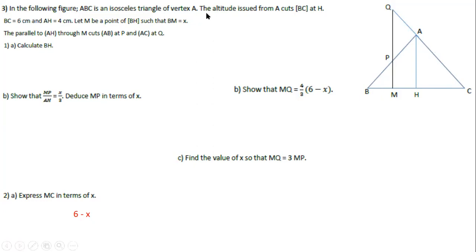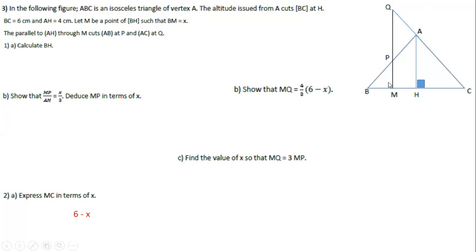Let me continue. The altitude issued from A cuts BC at H. What does altitude mean? What is another name for altitude? Height, or perpendicular. So AH is an altitude, so it is a height or a perpendicular. Directly, I should deduce that it makes a right angle at H. The measure of BC is equal to 6 centimeters. The measure of AH is equal to 4 centimeters.